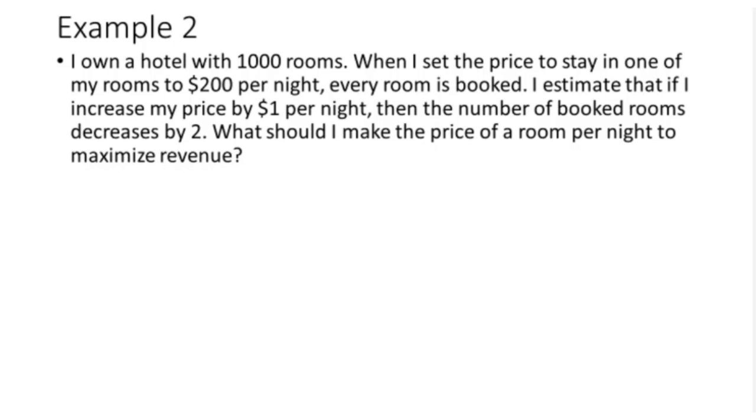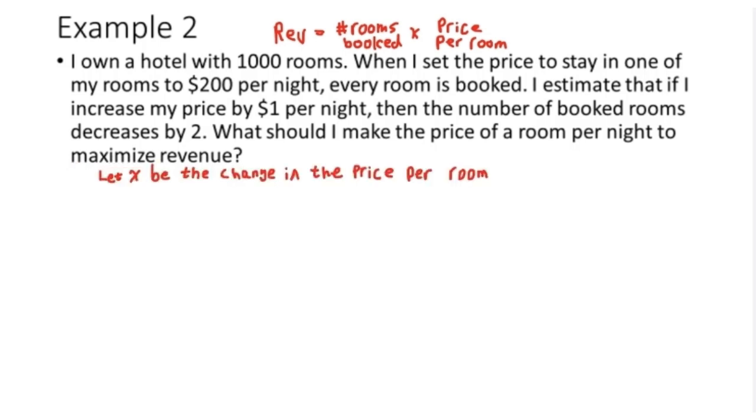In this problem, we're trying to maximize revenue. Now, how exactly will we calculate revenue in this scenario? Because we're offering rooms at a certain price, our revenue would equal the number of rooms booked times the price per room. To help us understand how to construct our revenue function, we first want to start off naming a variable. Because we're manipulating the price, we're going to let x be the change in the price per room.